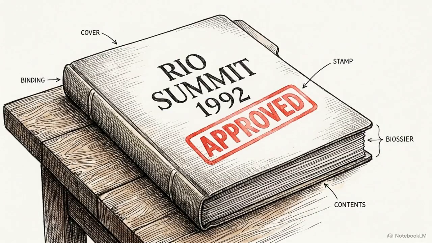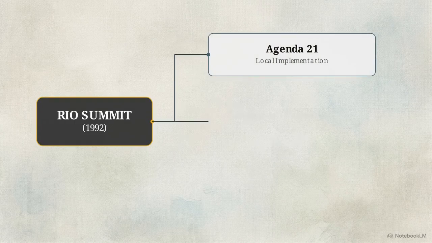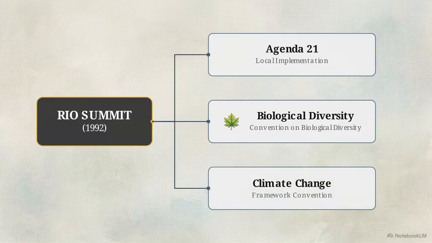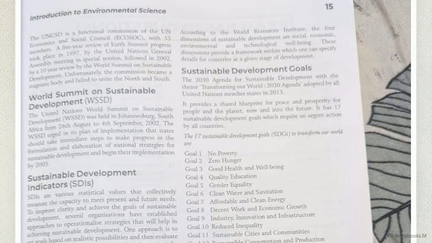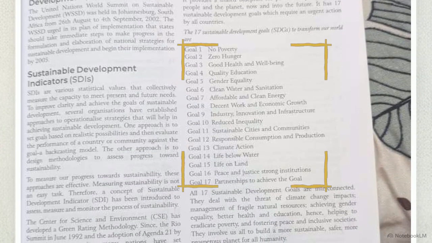The Rio Summit produced highly specific frameworks. It established Agenda 21 for local implementation, the Convention on Biological Diversity to protect those biological zones, and the Framework Convention on Climate Change. The work started in Rio eventually evolved into the 2030 Agenda, built around this list of 17 Sustainable Development Goals, or SDGs.